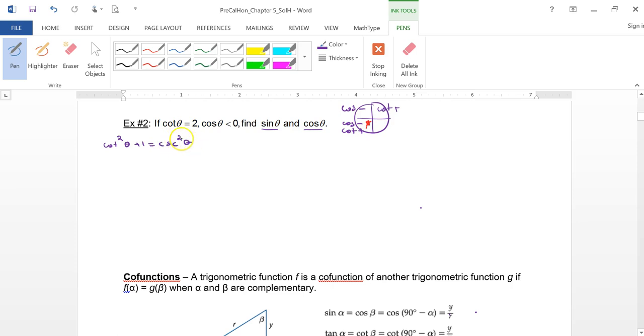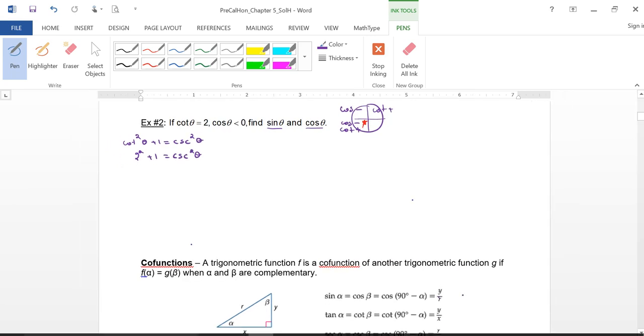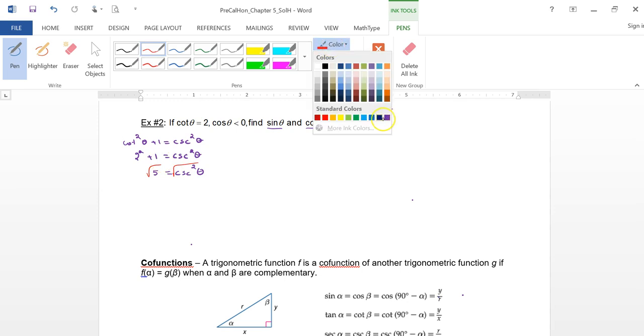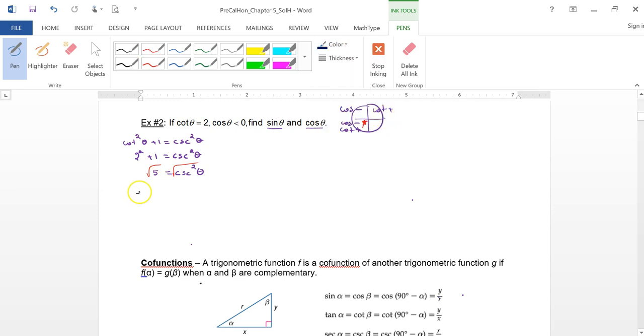So cotangent squared theta plus 1 is cosecant squared theta. Cotangent is 2, so 2 squared plus 1 is cosecant squared theta. So it equals 5. So 5 is cosecant squared theta. I take a square root. So what's cosecant equal to? Plus or minus root 5.